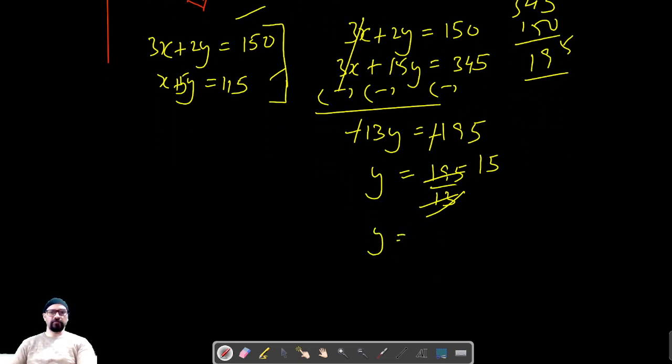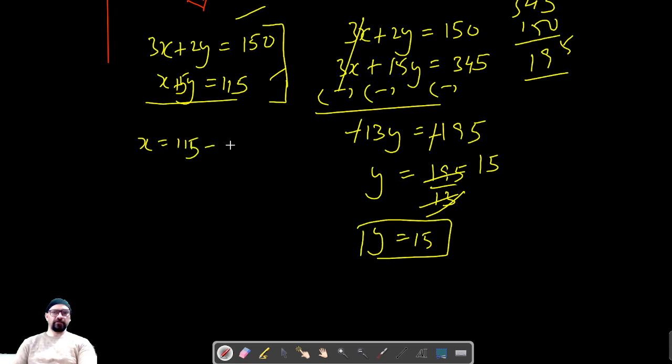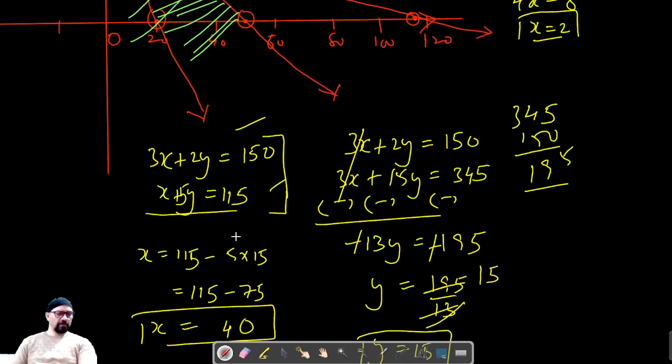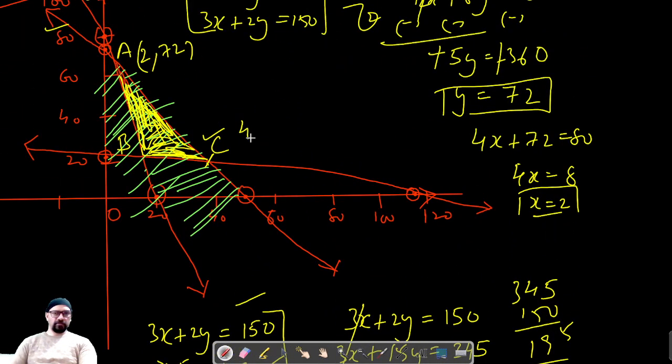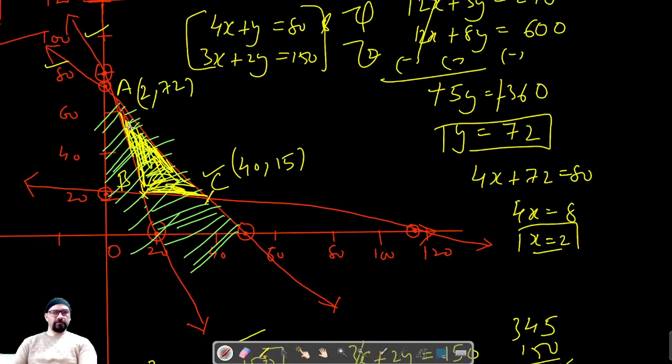So y is equal to 15. And this will give us x. So x is equal to 115 minus 5 into 15, which is 115 minus 75, and this is 40. So x is equal to 40. So our next coordinate point is 40, comma 15.